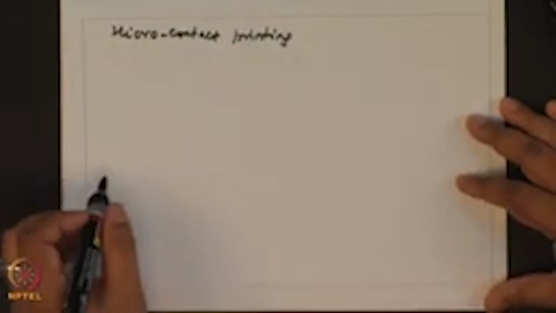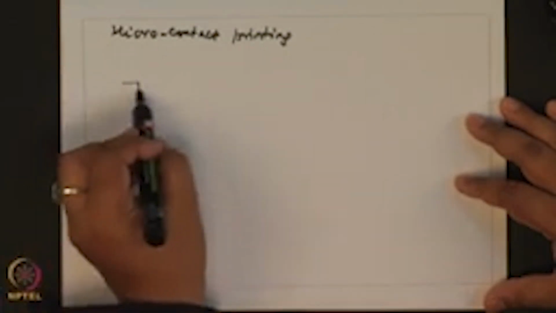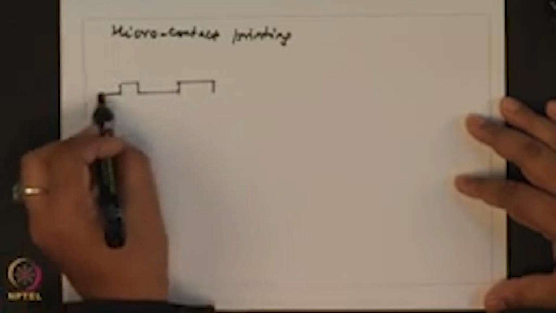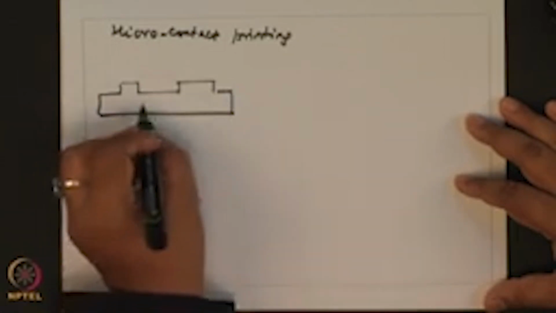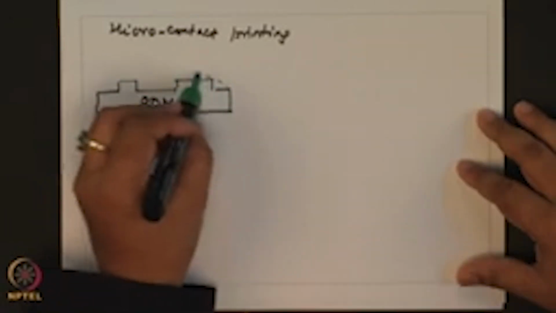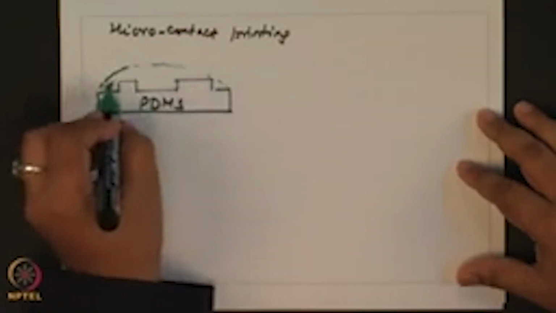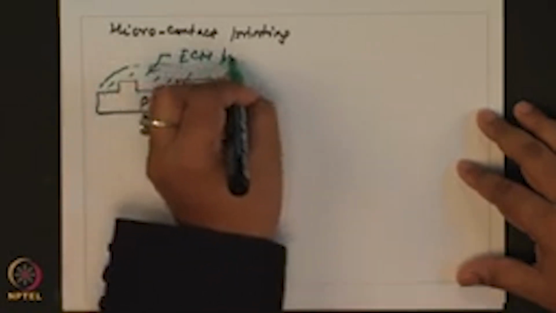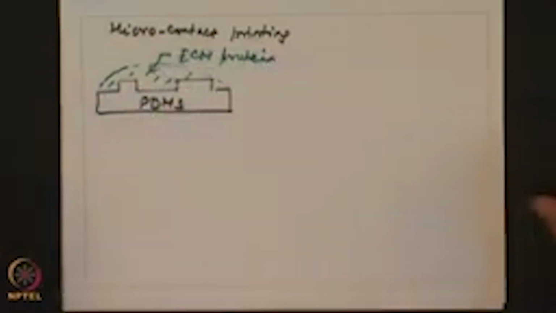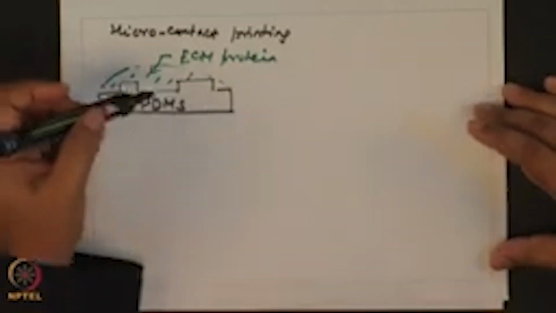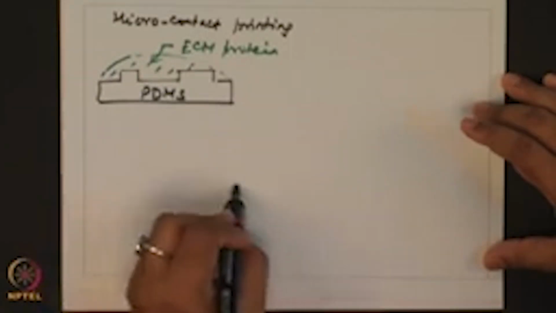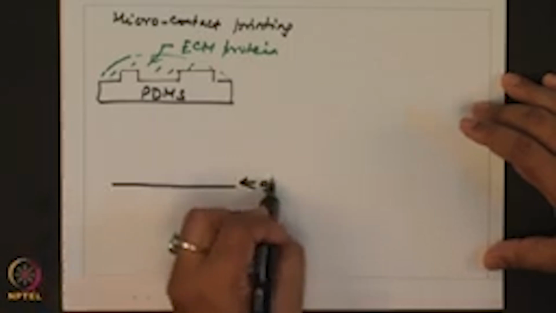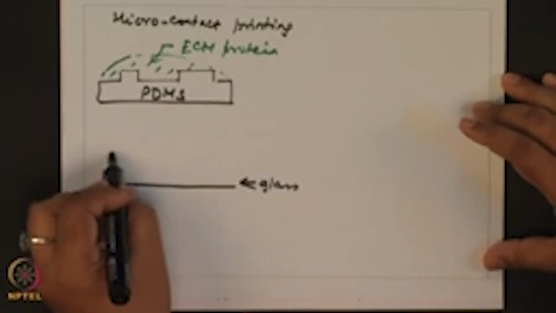So, in micro contact printing, what you do is, let us say this is your PDMS mold. You incubate it with some ECM protein of your choice, let it sit for some time, and then you take a substrate, let us say this is glass, and you invert the PDMS onto it.